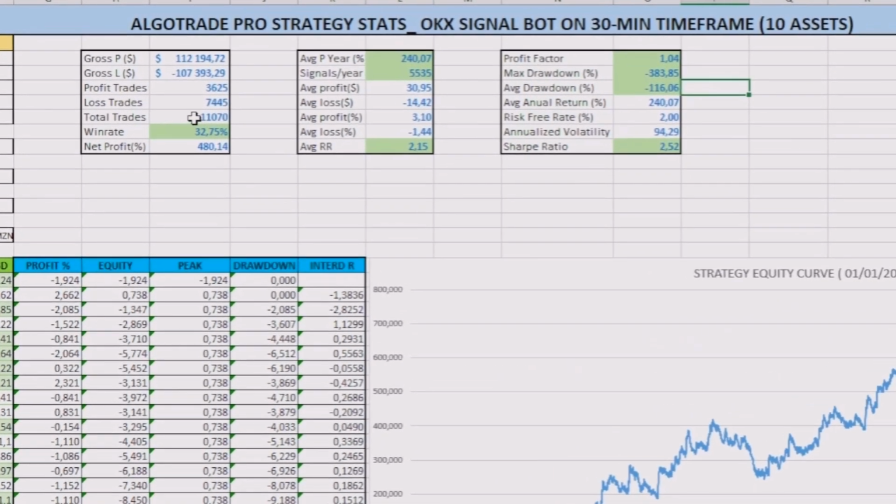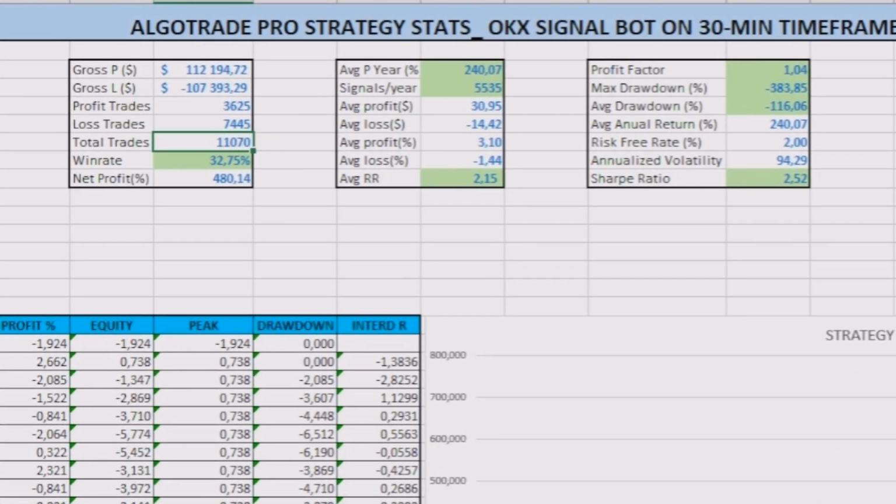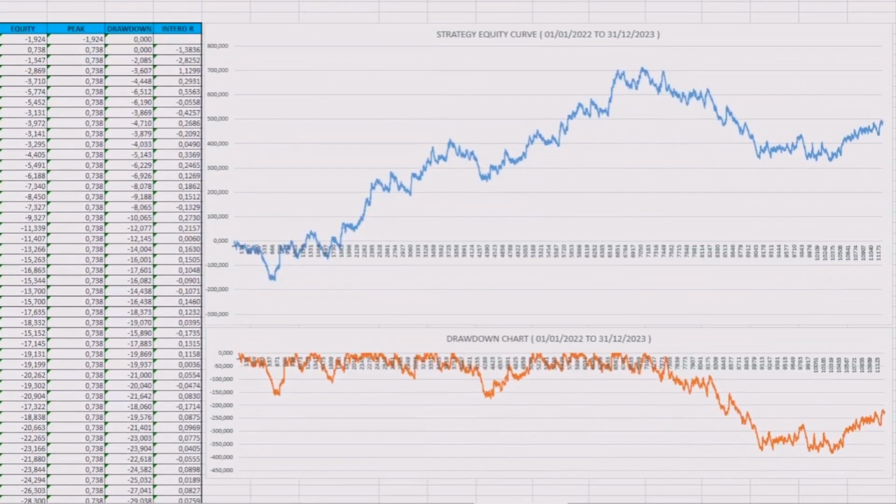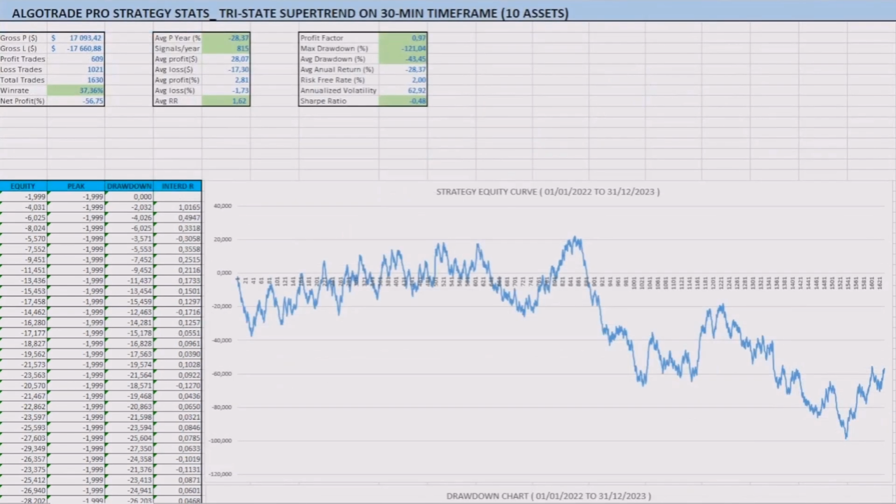But we have to notice that this indicator gave thousands of signals, so it's not very fair to judge it by this performance. Because when analyzing the equity curve, we can see that it is not as bad as, for example, the one from the Tri-State SuperTrend.